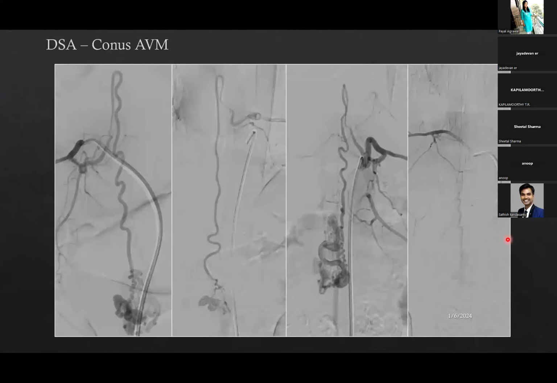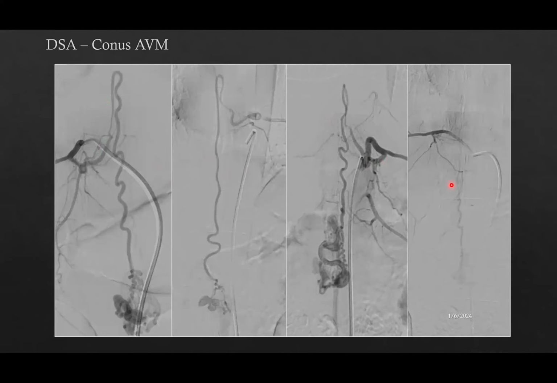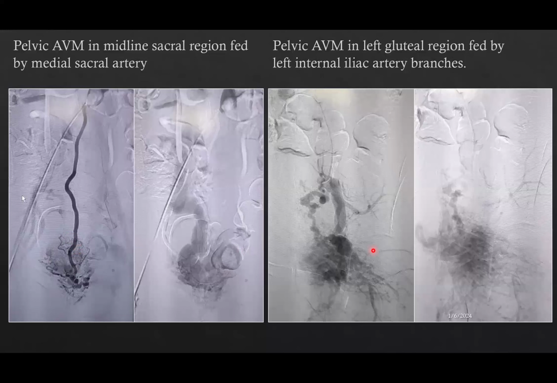Angiogram. So there were 4 radiculomedullary branches which are supplying the AVM, 2 on the right side and 2 on the left side, with venous ectasia in the draining vein. His pelvic angiogram also showed a diffuse vascular malformation in his pelvis. So this is an arterial feeder and the venous drainage.